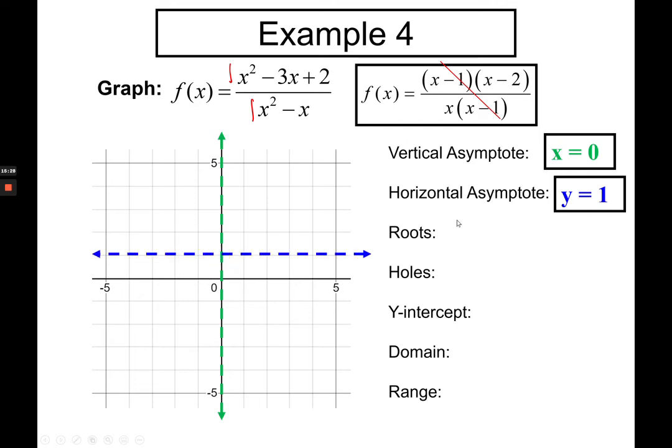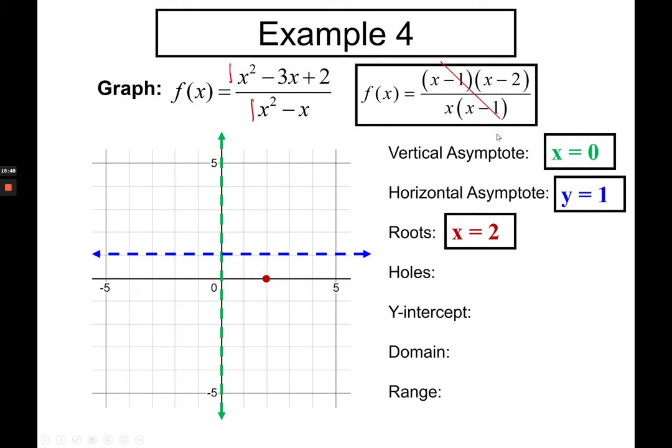What are the roots? Well, equate your numerator to 0. So your first root is 1, second root is 2. So a root will appear on 1. No, your root is only based on the uncancelled factor, so it's 2. Sorry about that.